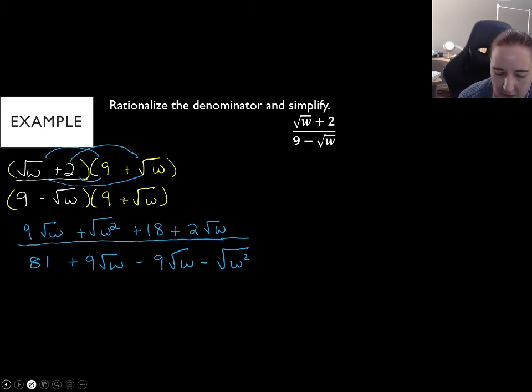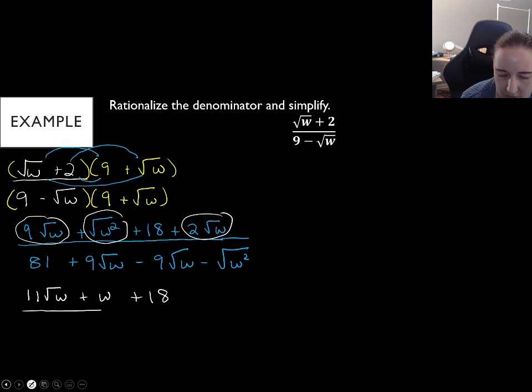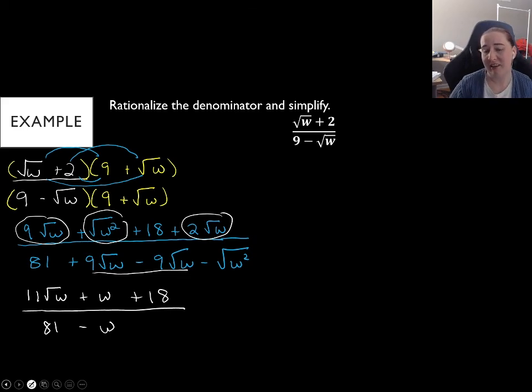So simplifying, I can add my 9 square root of w and the 2 square root of w. So 9 plus 2 is 11, so it's going to be 11 square root of w. And then the square root of w squared just is going to be w. And then I have my plus 18. In the denominator, the middle terms are going to cancel. So I'm going to have 81 minus w that I said that I had. And that's our answer. We can't cancel things out from here. We have a w on top and a w in the denominator, but they're added and subtracted. They're not multiplied, so we can't cancel out.